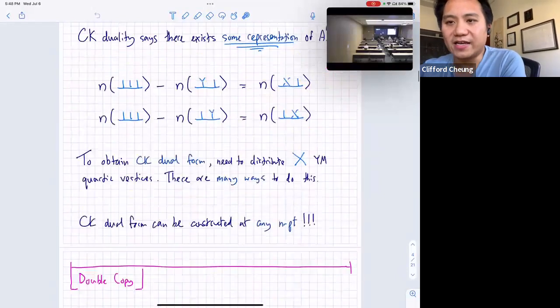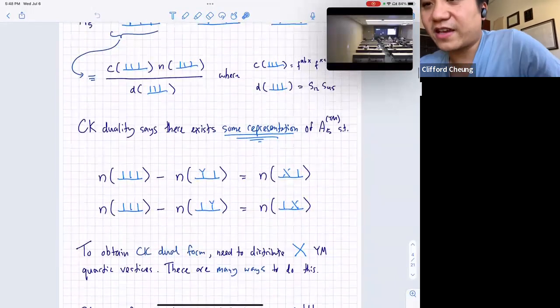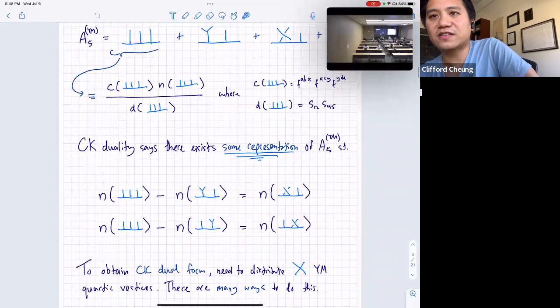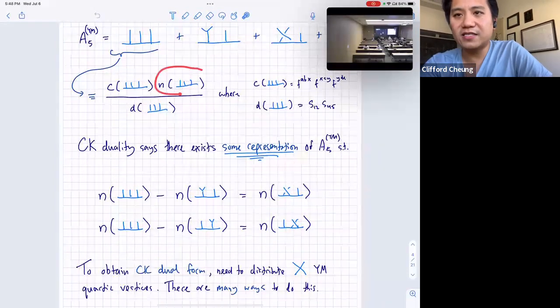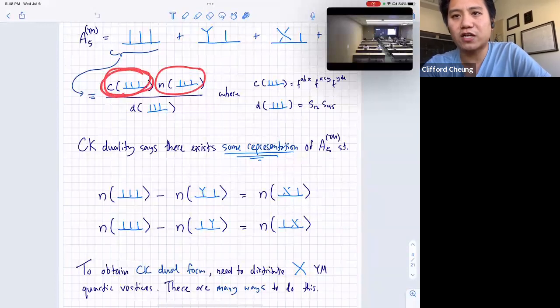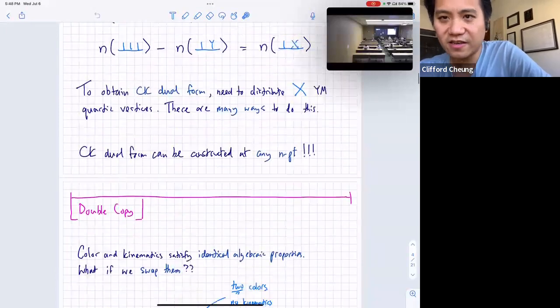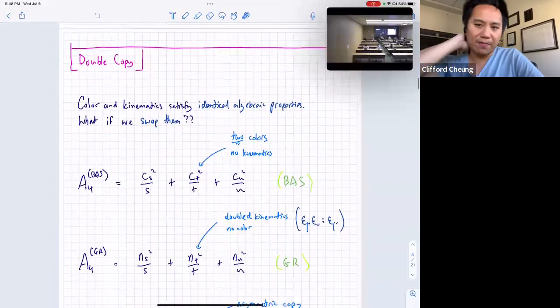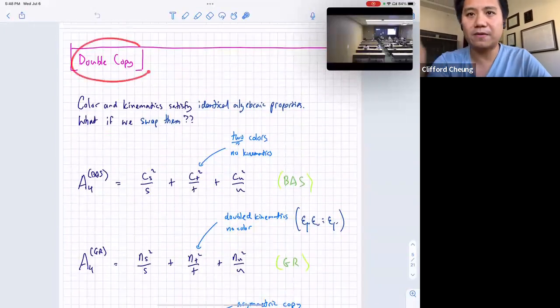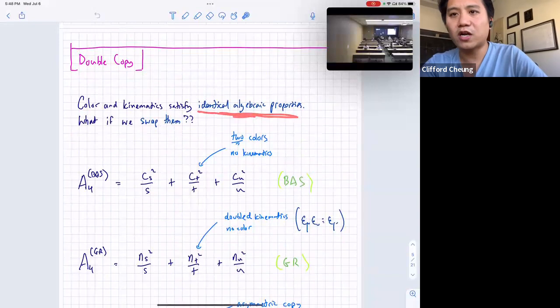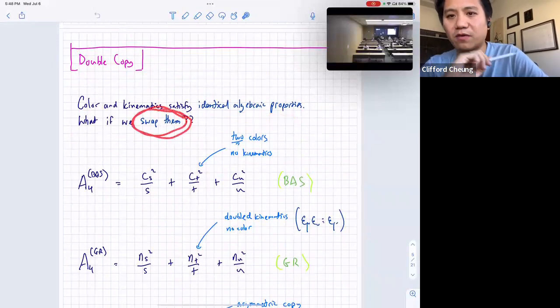Now, what is this buying us? Okay, so you might think, okay, this is just some random curiosity. Okay, you could take kinematic factors and write them in a way that they exactly mirror the algebraic properties of the color structures that they come with. Maybe that's just some weird fact, but here's where the real magic happens. Okay, which is the double copy. Okay, if I say that color and kinematics satisfy identical algebraic properties, why don't we just swap them? Let's really just treat them on equal footing.